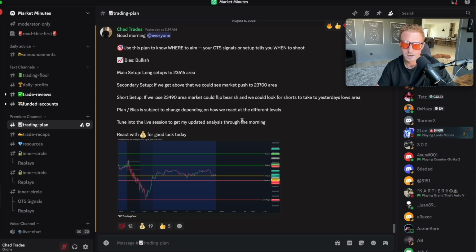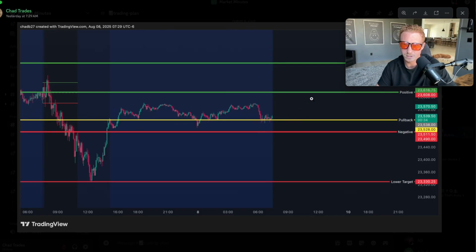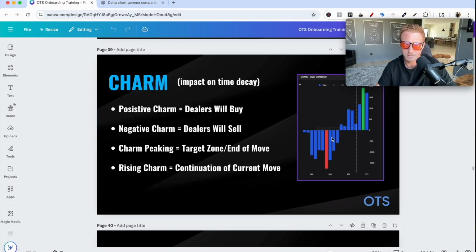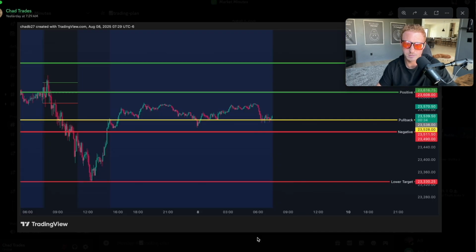What lines up? I'm saying like long setups to 23,616 area, right? When we're down here and I'm saying, hey, we're going to go up to this green line, it's because we have positive delta up here. We have charm increasing to this level, right? We have gamma up here, the biggest bar in gamma up here. So as long as we hold above this negative area, right, where essentially we turn negative, okay, so that's kind of what my red lines mean, then we should push up to this magnet area since we have delta, the bullish pressure up here. We have charm increasing, right?